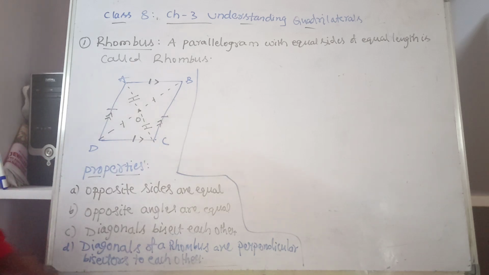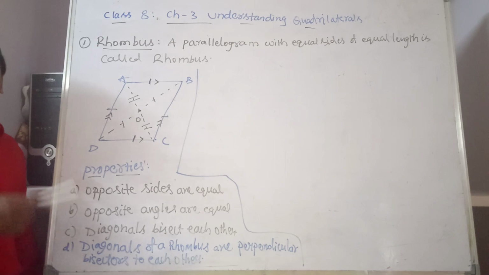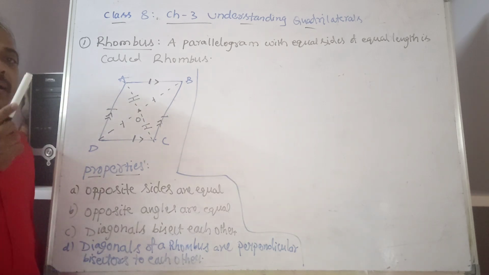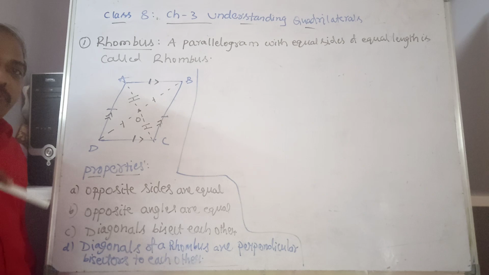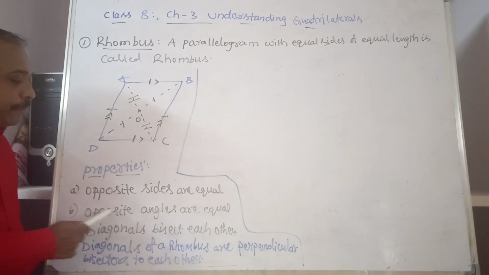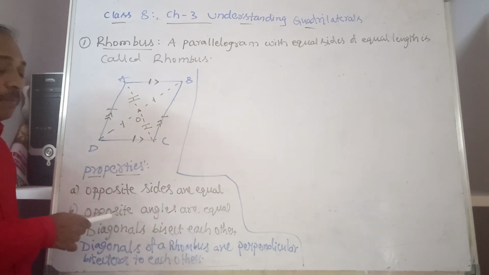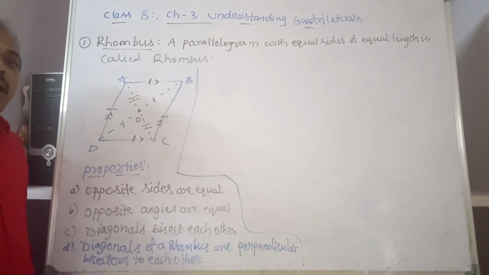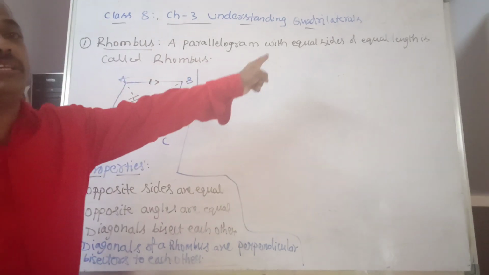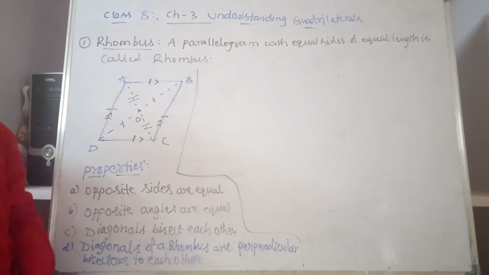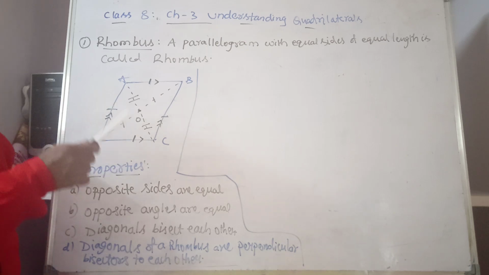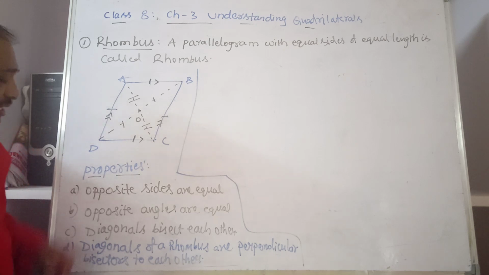Let us discuss the fourth property. These three properties we have discussed in the parallelogram. The same way we proved them there, similarly we prove here also. Opposite sides are equal, opposite angles are equal, the diagonals bisect each other. These properties hold for the rhombus as well as the parallelogram. Why? Because a rhombus is a parallelogram with equal sides. So these are the three properties.